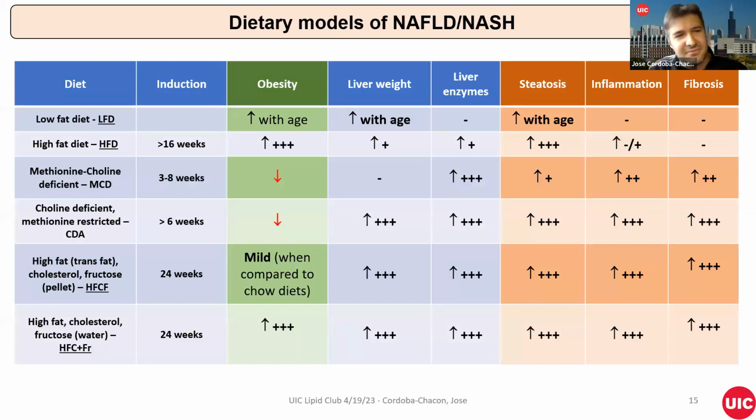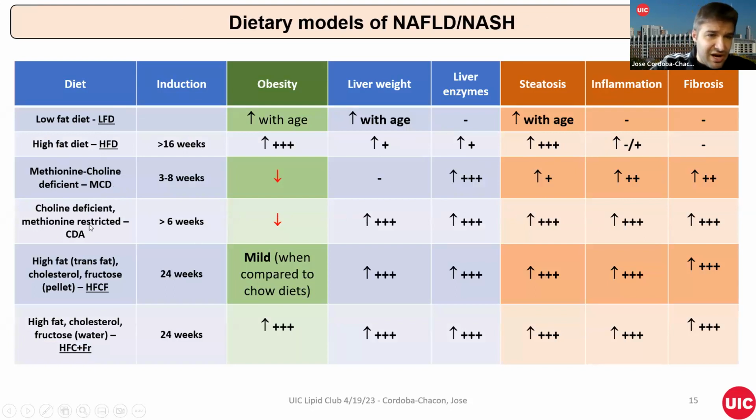What type of diets are we using? So we started using the typical high-fat diet that has a lot of fat, 60% kilocalories from fat. And if you feed this one for more than 6 weeks, you get some obesity and some level of steatosis. But this one doesn't progress much into NAFLD, as I will show you later.